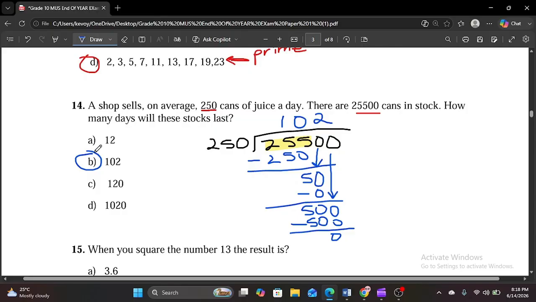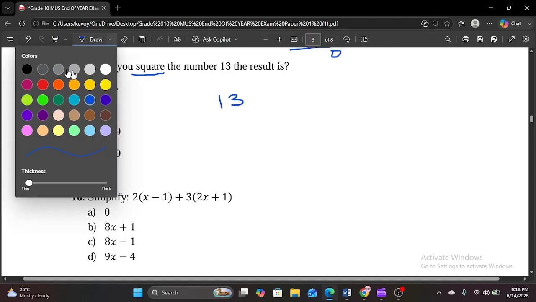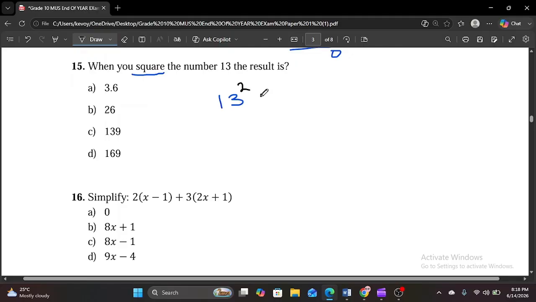We're going to move on to the next question right now. So moving on to question 15. When you square the number 13, the result is... So square means that you're going to have 13 and you're going to raise it to the power 2. So that means you're going to have 13 times 13. Right? So if you know your timetable, 13 times 13 should be equal to 169. All right, so let's move on.